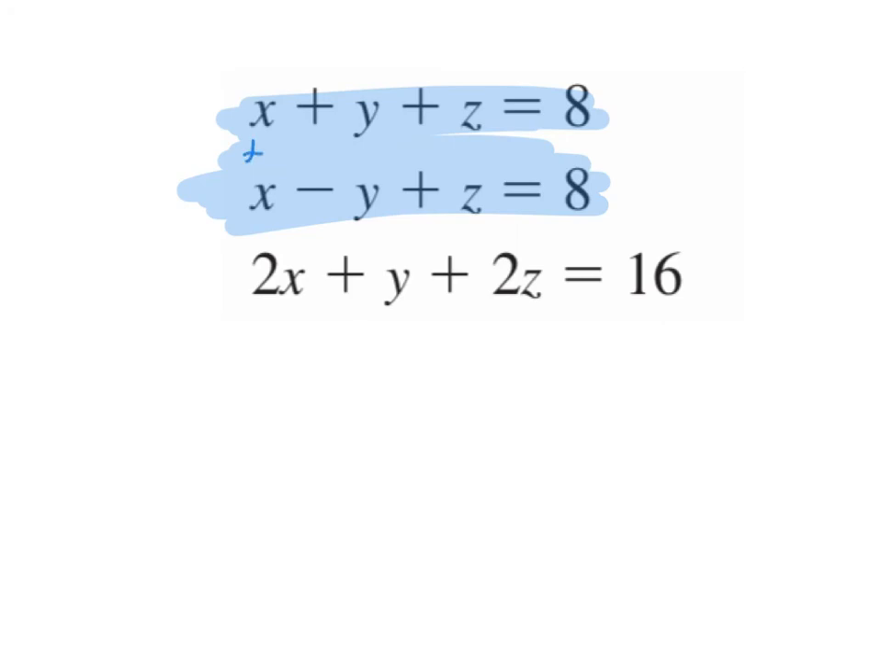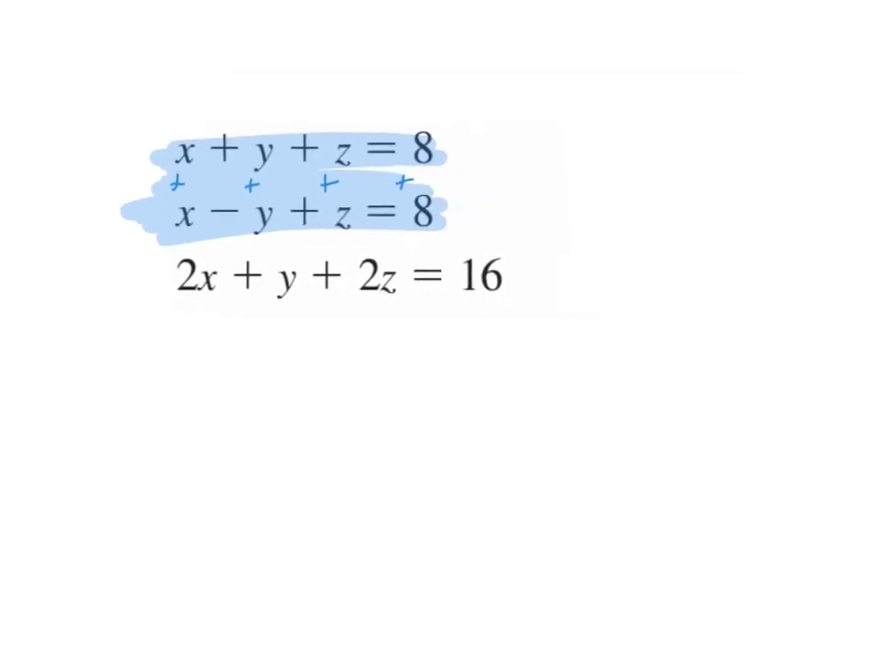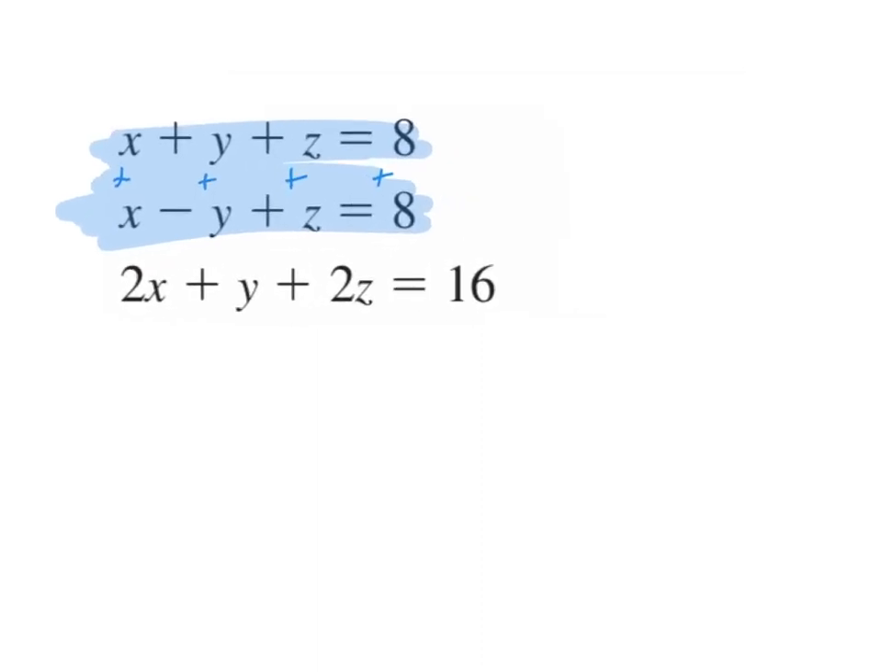So our y's are already opposites of each other. We have a positive y and a negative y. We don't have to multiply anything to get these to cancel out. So we're just going to add our two equations together. I'm going to write it on the side over here. So x plus x is 2x. Our y's cancel out. Z plus z is 2z. And that's equal to 8 plus 8, which is 16.